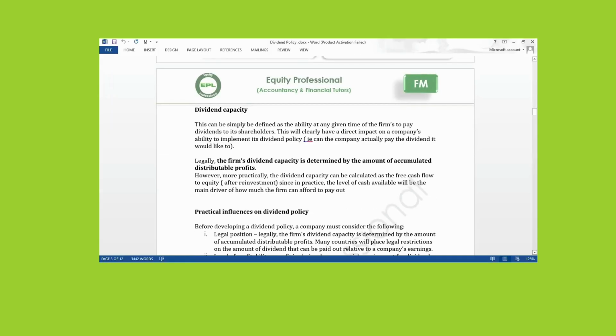Dividend capacity is the amount of distributable profits a company has for dividend payments. Legally, the firm's dividend capacity is determined by the amount of accumulated distributable profits.